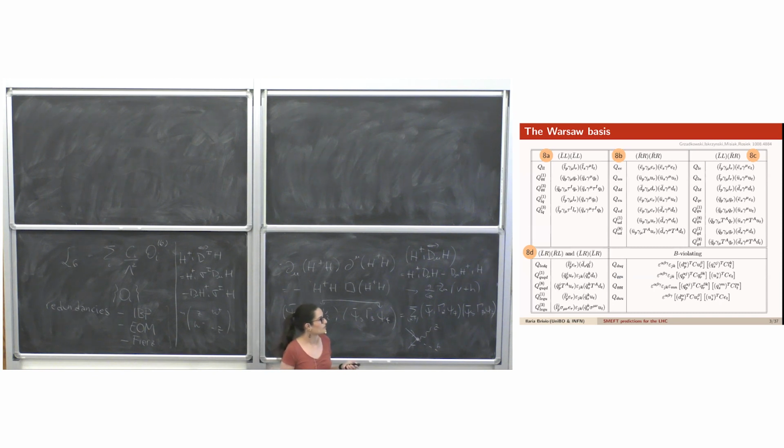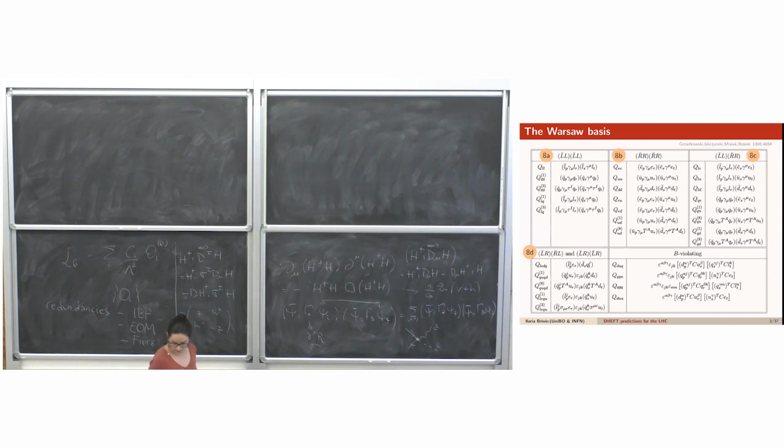There are a few operators that can violate the baryon number. We're going to neglect them, and they're most often neglected for the same reason that we don't consider odd dimensions. But in principle, there can be a few at dimension six.